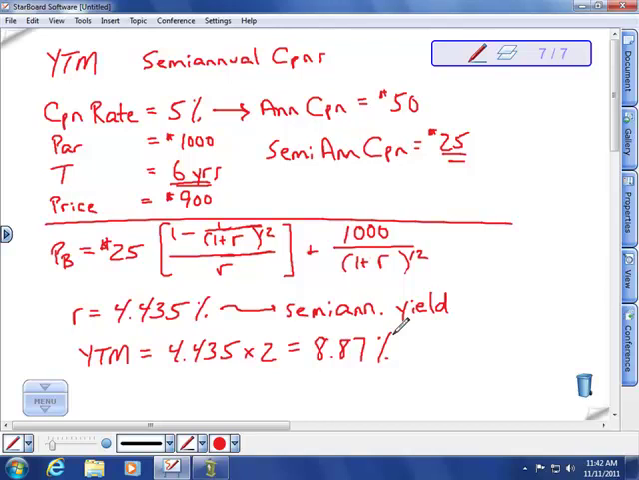Now you may realize this right here is not an effective rate. In other words, if we made 4.435% every 6 months, then our actual rate of change or our actual return for the year will be something greater than the 8.87%. By doubling the 4.435, we are ignoring the compounding in the second 6-month period of the interest we receive or the coupon we receive in the first 6-month period. So the 8.87% is not an effective rate.